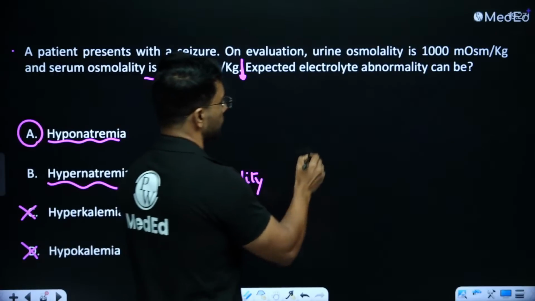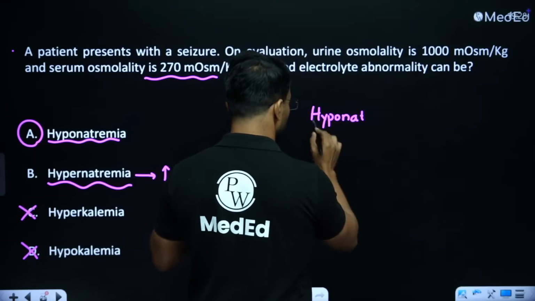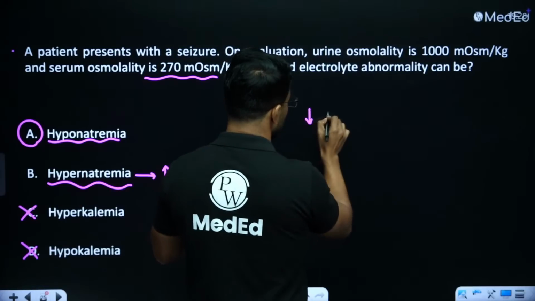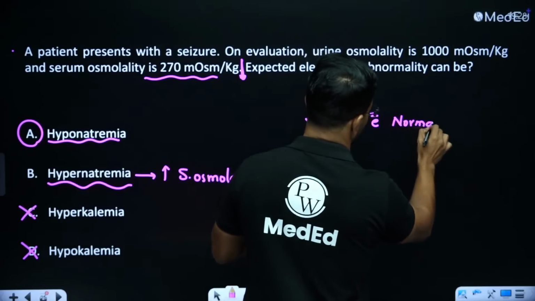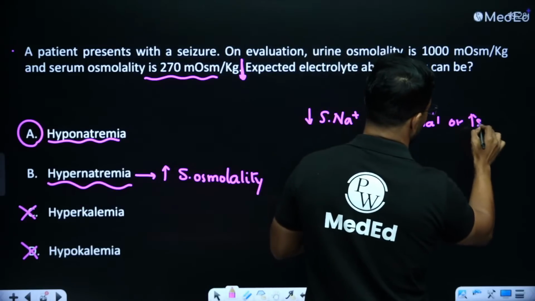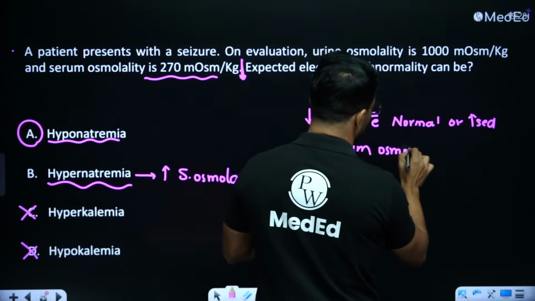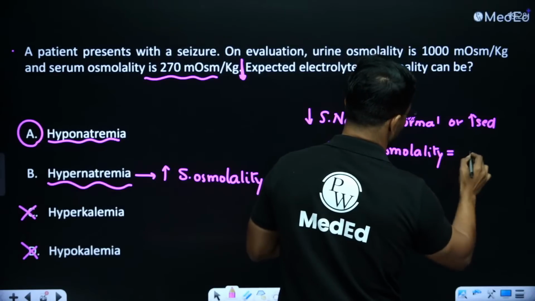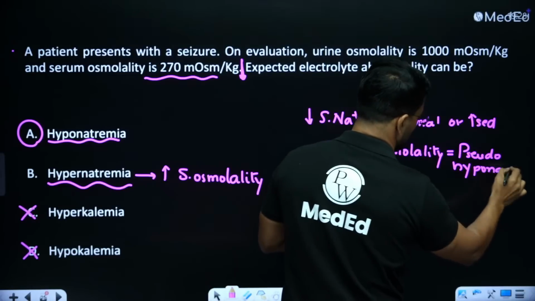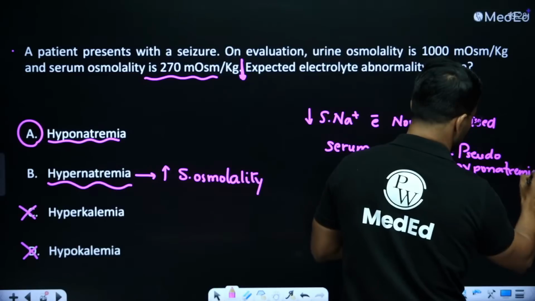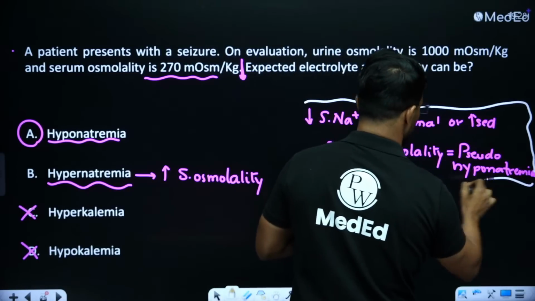Now if you have hyponatremia, or low sodium, with decreased serum sodium but with normal or increased serum osmolality, then it is not true hyponatremia. Then we will call it pseudo hyponatremia, because whenever sodium truly goes down, you should have a decrease in the serum osmolality.